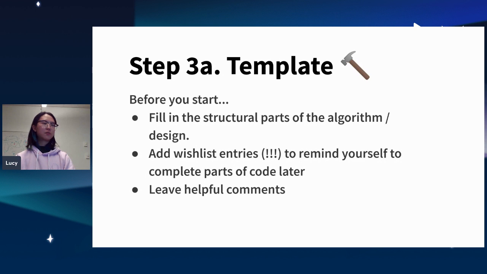And also, if you need to code a complicated step in your algorithm, but you don't want to do it now, you can add wish list entries, which is what they are called in 110, or just comments to remind yourself. For instance, I would imagine that I would have a helper function that does this, but I don't want to code it right now. Then your interviewer will say, okay, I understand. That way, your interviewer can stay on the same page as you.